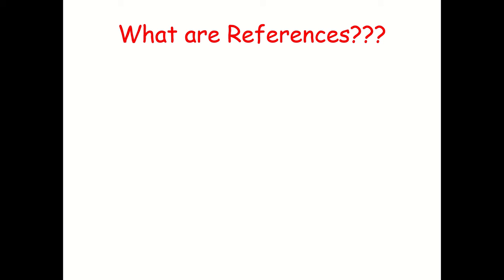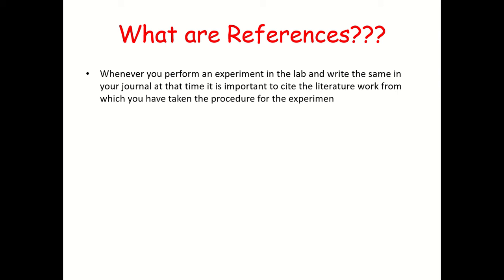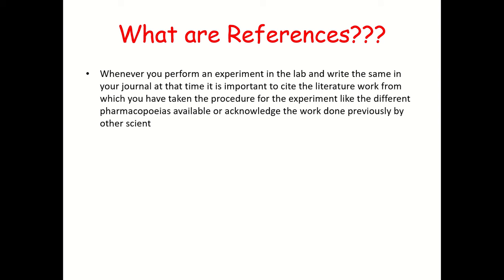So first of all, what are references? Whenever you perform an experiment and you write the same in your journal, at that time you have to give proof of the basis on which you have performed this experiment. For performing that experiment you have carried out a lot of literature work. You must have studied various pharmacopoeias or various manuals which are available to perform the experiment. Various practical books are available, in which the detailed experiment is written. So what you have referred to before carrying out that experiment becomes your reference.